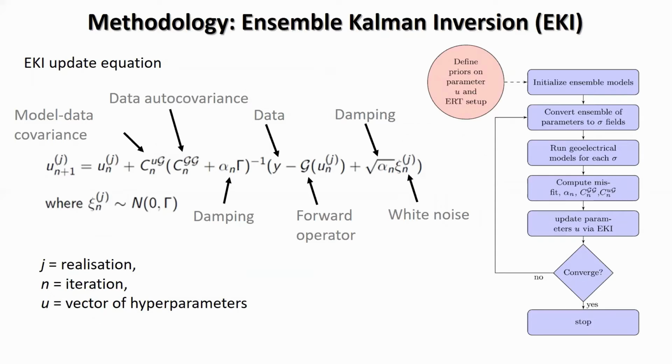So the procedure looks something like this. We work in an iterative fashion. So we're solving for the hyperparameters U, and at each iteration we calculate a step in our hyperparameters using our data autocovariance and our model data covariance matrices. We've got our damping parameter here, and then we've got this term on the right here, which is effectively a misfit term. So we step through until we consider that we've converged, and that gives us the final set of hyperparameters.